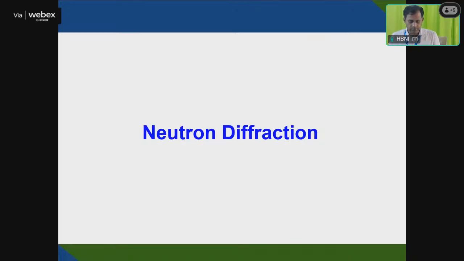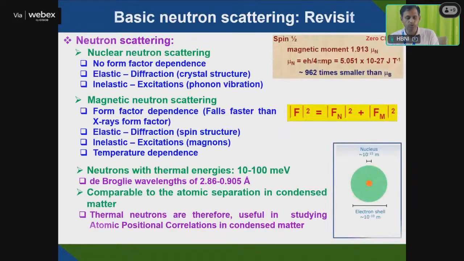Since there is a similarity with neutron scattering and neutron diffraction in the neutron part I could not cover last time, today we'll discuss neutron diffraction. Similar to X-ray diffraction, it follows Bragg's law. I have already discussed the basics of neutron scattering.